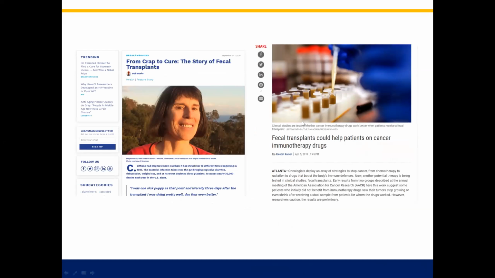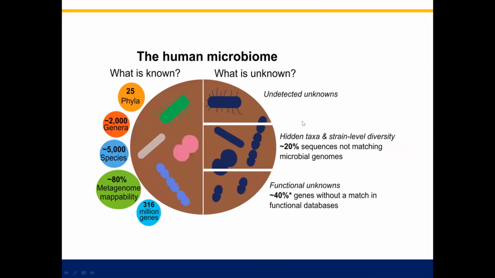So this is all about microbiome research, and this is the gist of the microbiome. What we know till now is that we have 25 phyla, 2000 genera and 5000 species present, and 80% of that metagenome has been mappable, which accounts for 316 million genes. And still there are undetected bacteria, and research says that there are hidden taxa and strain level diversity.